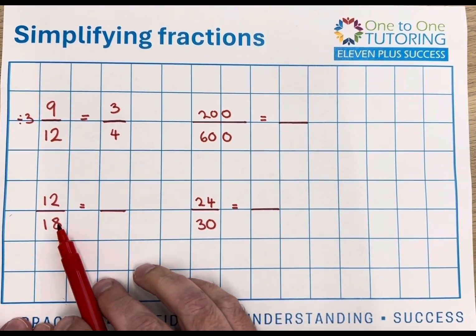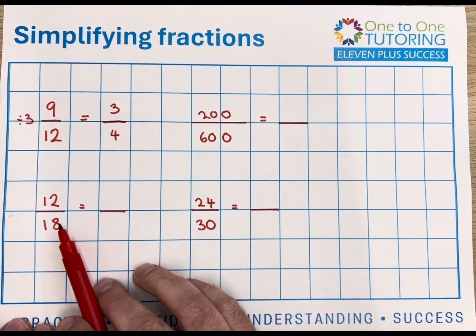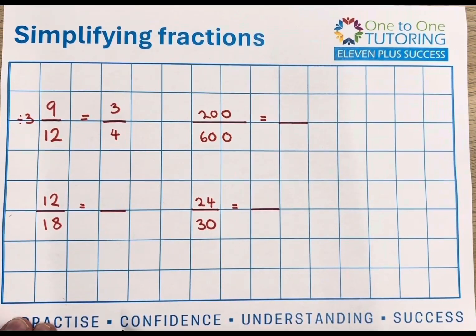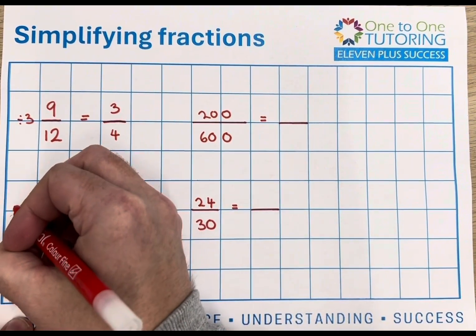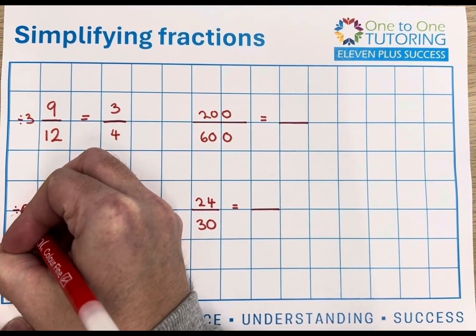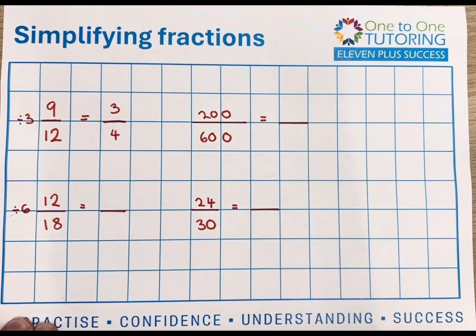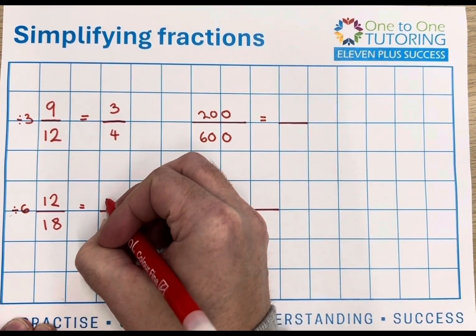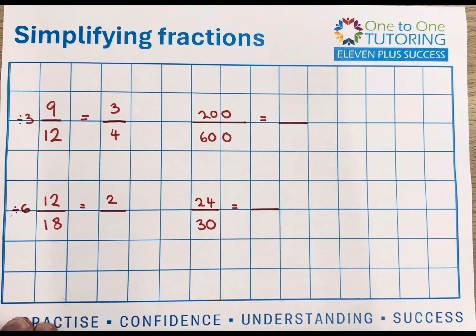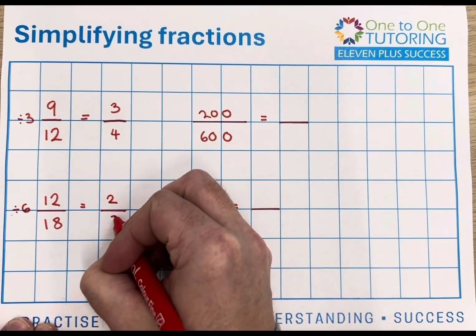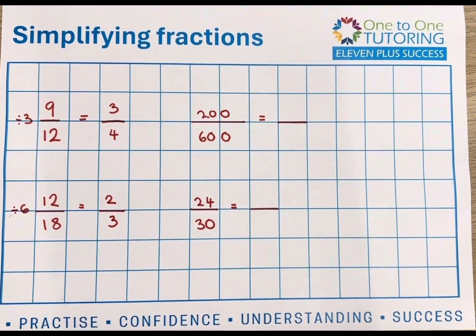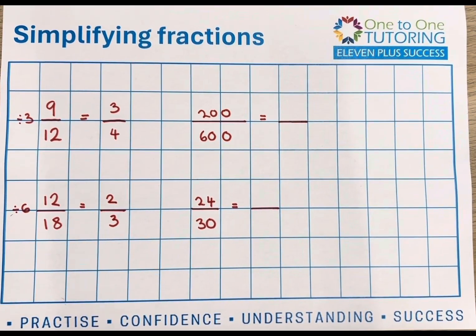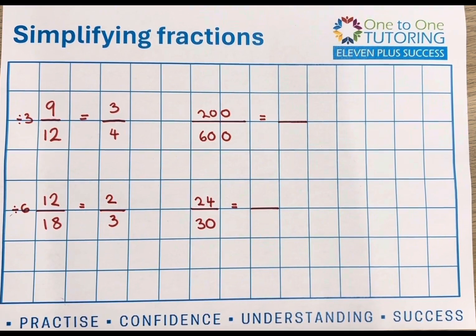Let's look at my next example here. I have my 12/18. I know that they're both even, but I also know that they're both multiples of 3, and I know they're both in the 6 times table. So for this one, I'm going to divide both of these by 6. 12 divided by 6 gives me 2, and 18 divided by 6 gives me 3. I therefore know that 12/18 in its simplest form is 2/3, and 12/18 is equivalent, therefore, to 2/3.